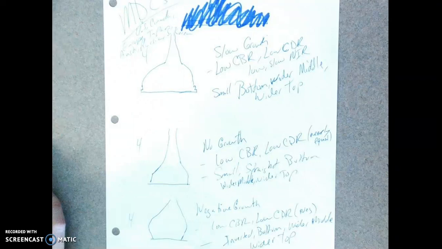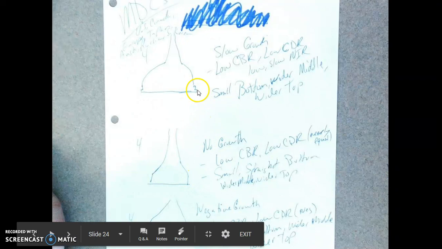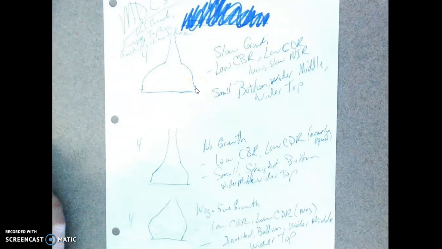You see, again, here's our slow growth, just barely bumping out here on the bottom. So you have a low crude birth rate, low crude death rate, low, slow natural increase rate, small bottom, wider middle, wider top. This is your no growth.